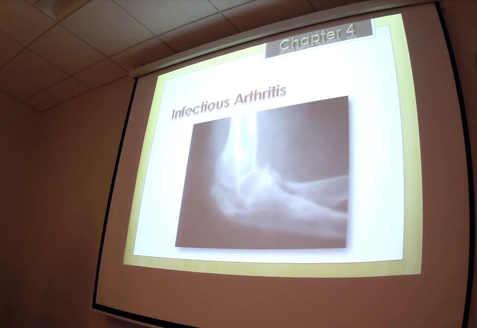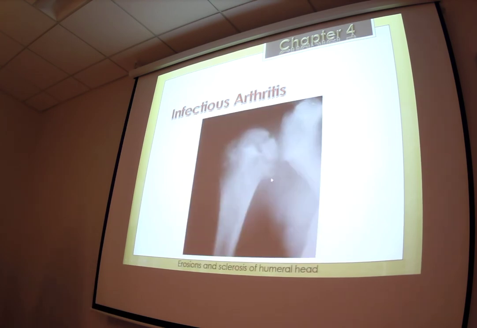So here, you see this is the elbow. See there's really no joint space there. Bone on bone. You see some erosion and sclerosis in the humeral head. So you've got some erosion right up in here, right along this space in here. You also see that sclerosis right on here.